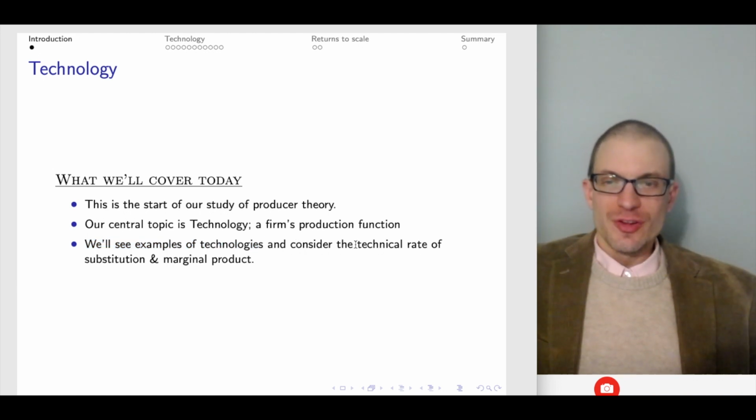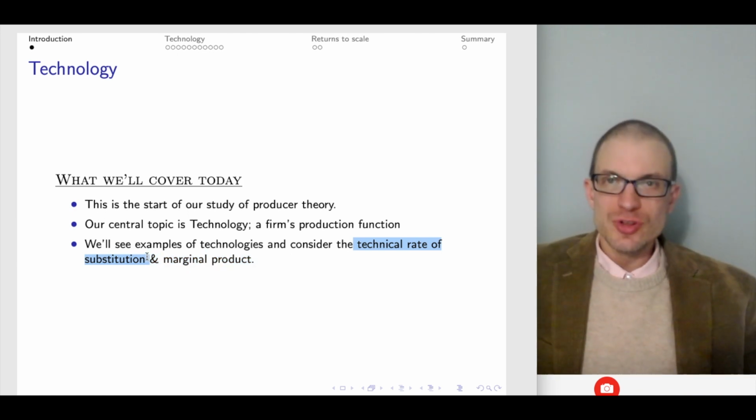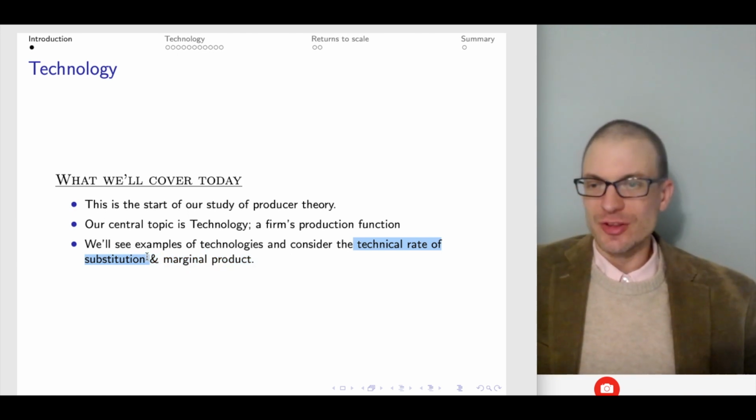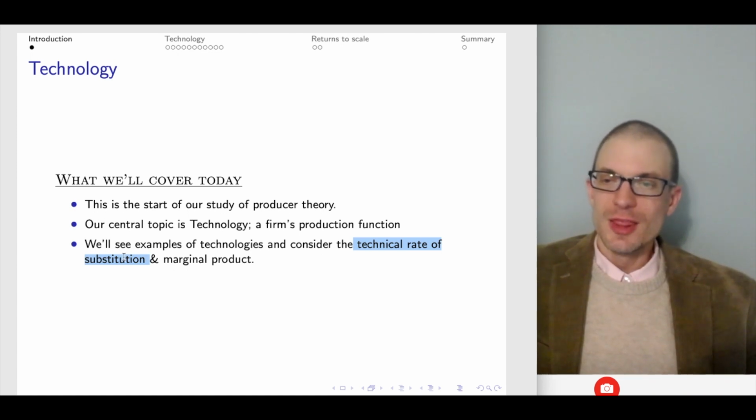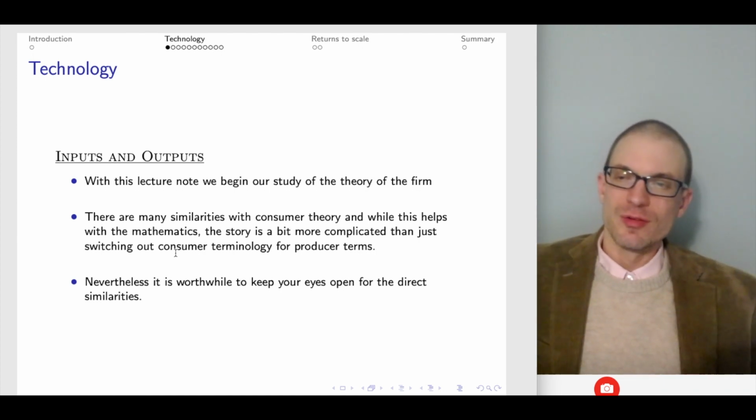We'll also consider the technical rate of substitution and the marginal product. The technical rate of substitution is going to be kind of like the producer theory analog to the marginal rate of substitution from consumer theory. And the marginal product, kind of like the producer theory version of marginal utility. Kind of. Not kind of.